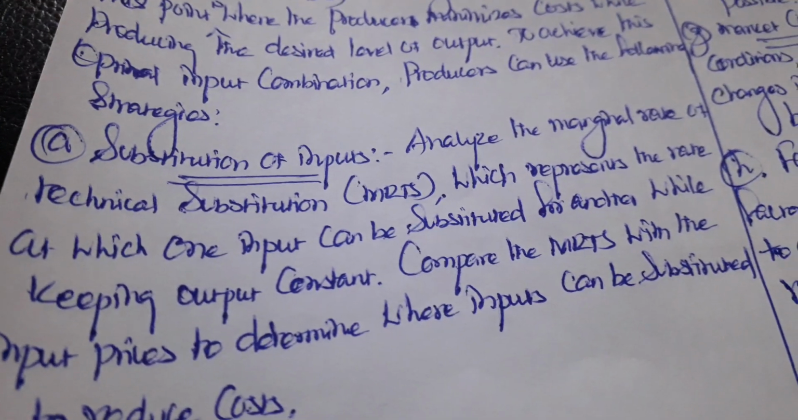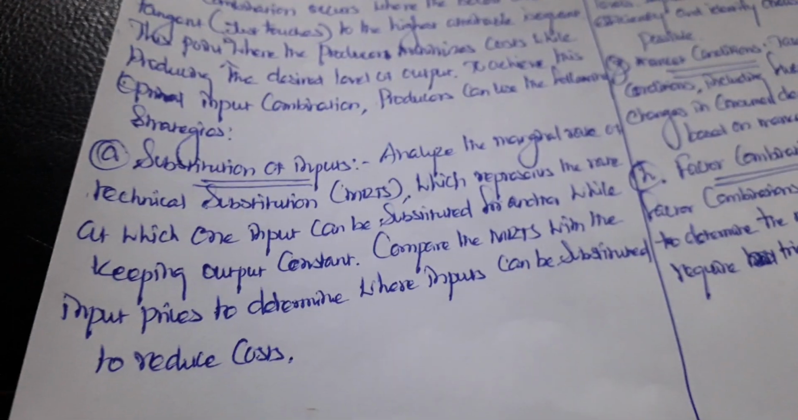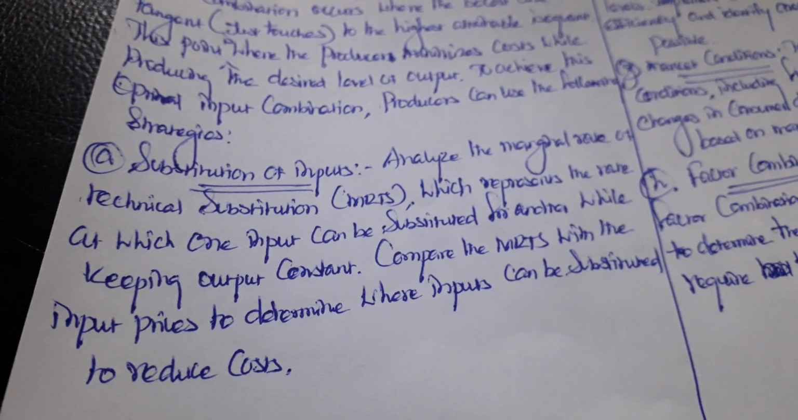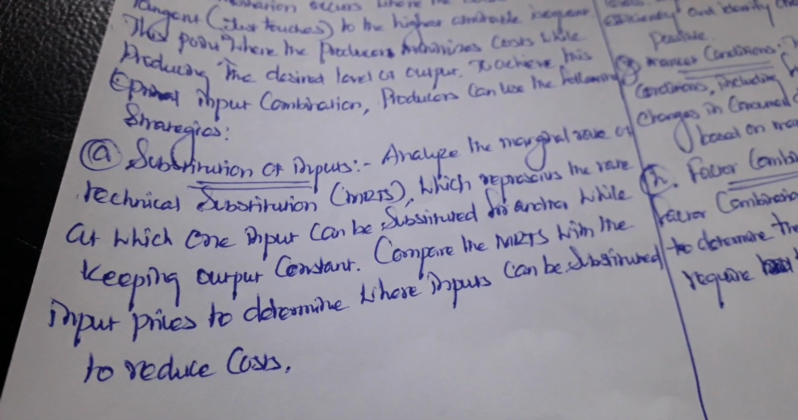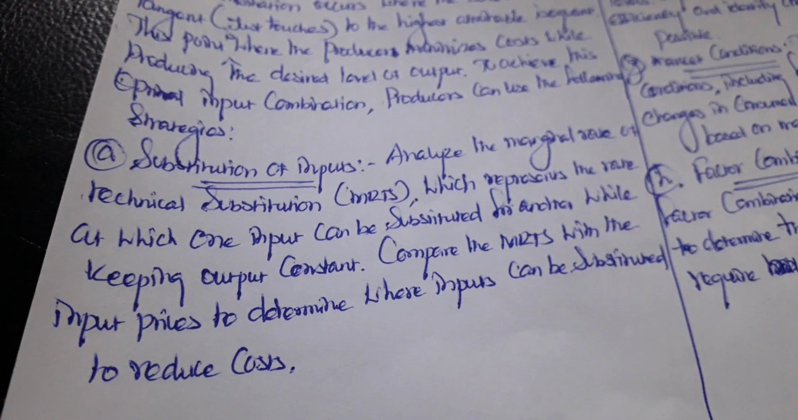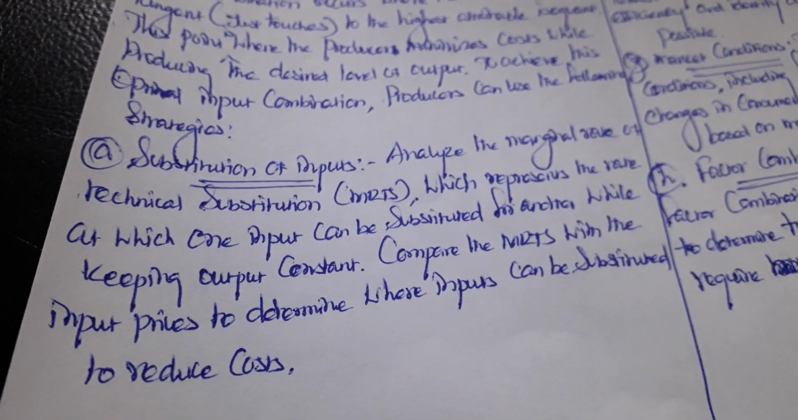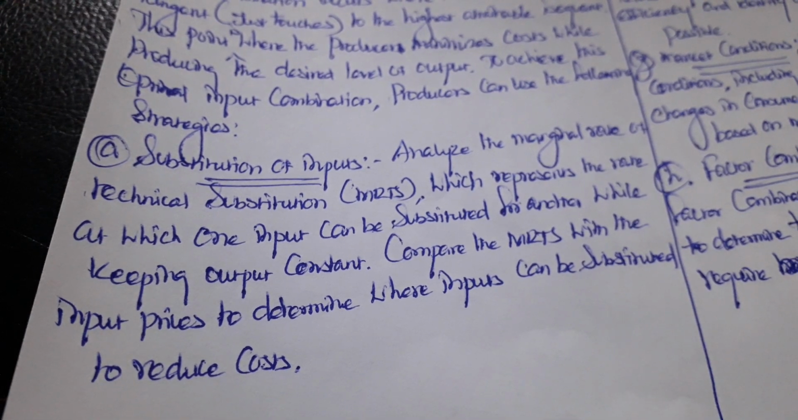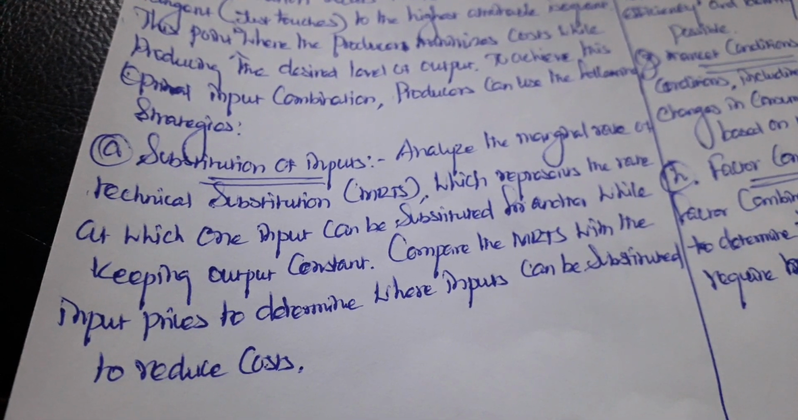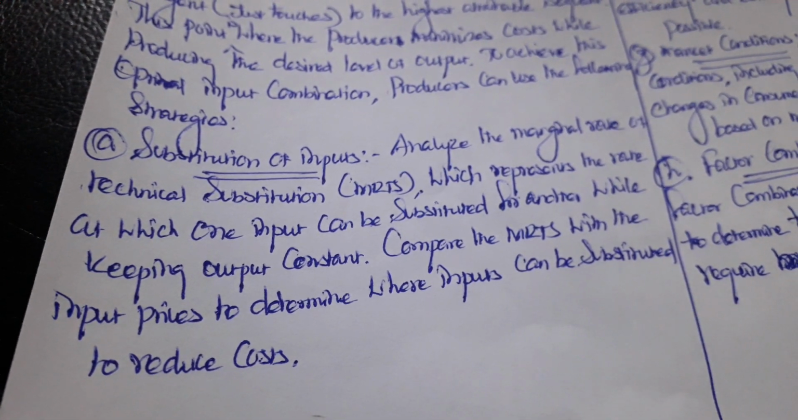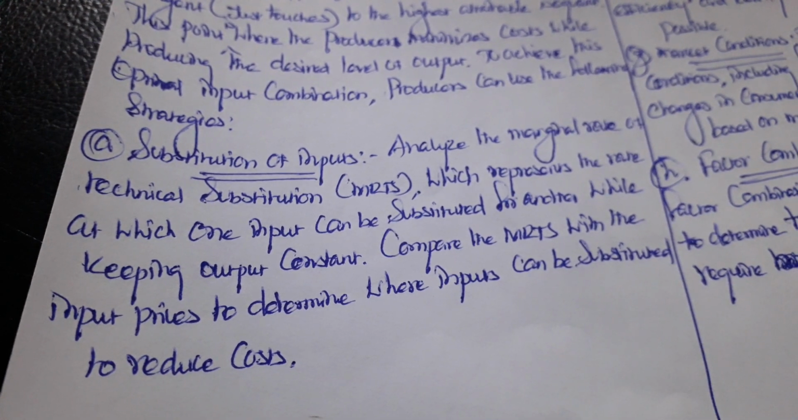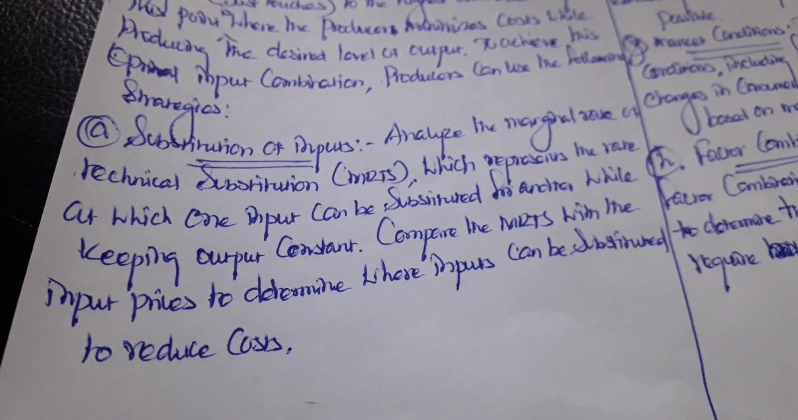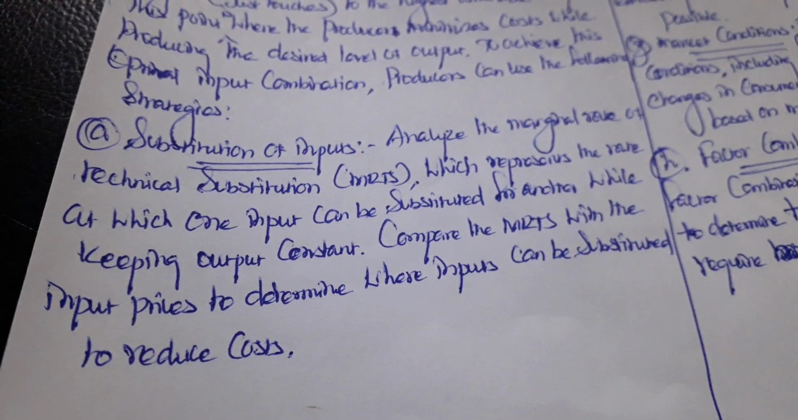The first strategy is substitution of inputs. Analyze the marginal rate of technical substitution. Shortly, it can be called MRTS, which represents the rate at which one input can be substituted for another while keeping output constant. Compare the MRTS with the input prices to determine where inputs can be substituted to reduce costs.